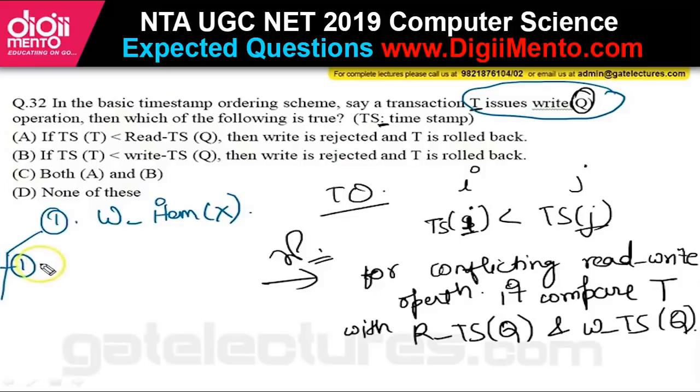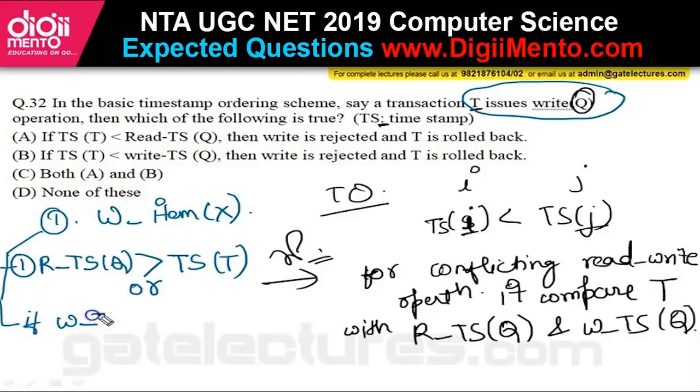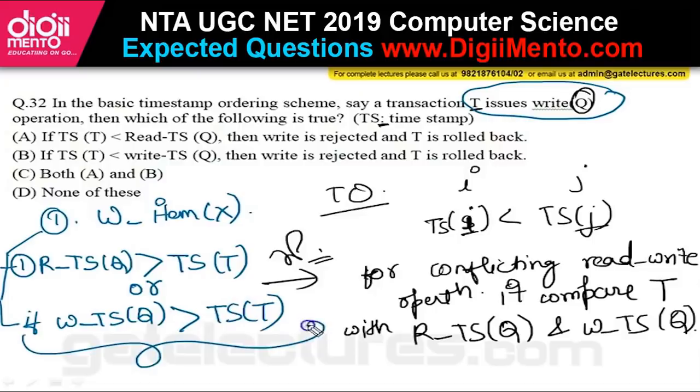The first condition is, if the read timestamp on any data, here let's say Q, is greater than the timestamp of our T, or if the write timestamp of our Q is greater than the timestamp of T, in both the cases we are going to abort, or you can say roll back, our transaction. Okay, so this is easy.